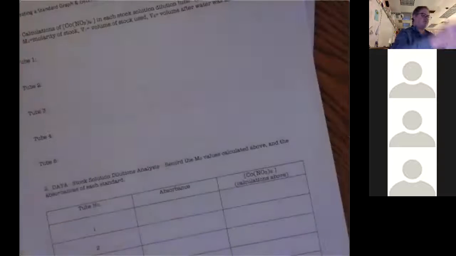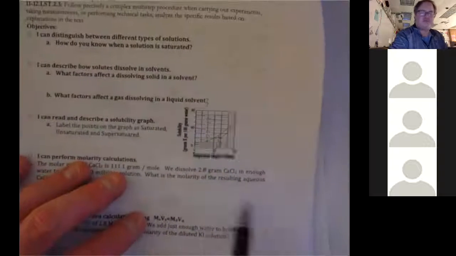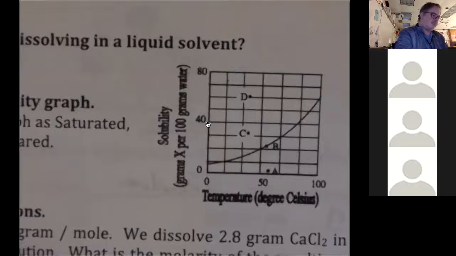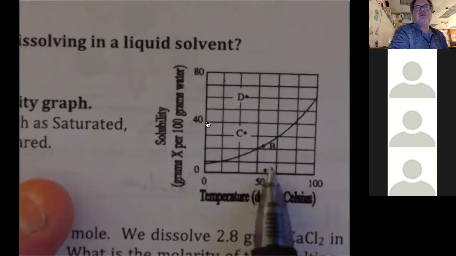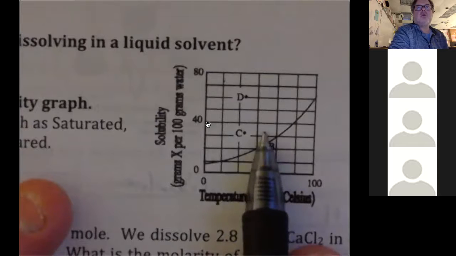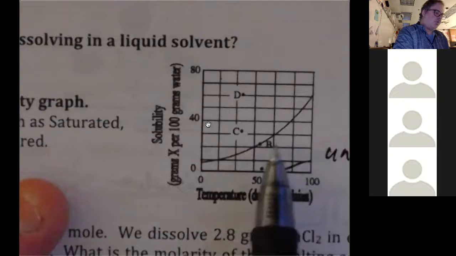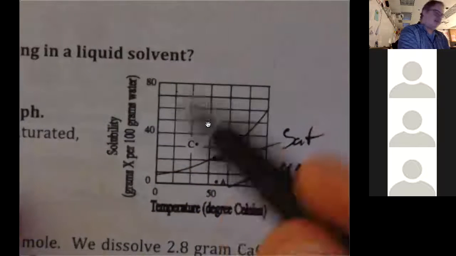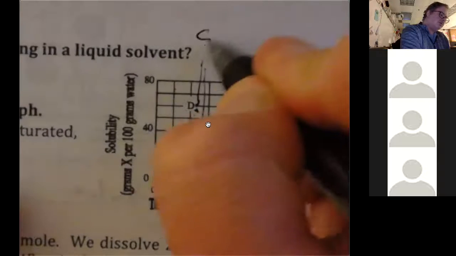And that gets confusing. If we take a look at the very front page here, instead of having multiple lines, they have multiple dots. So if you're at point A, you always want to go with your point and then say, okay, well, if I were at point A, I could get more. So at point A, this is unsaturated. At point B, it is saturated. And at points C and D, we would be supersaturated.